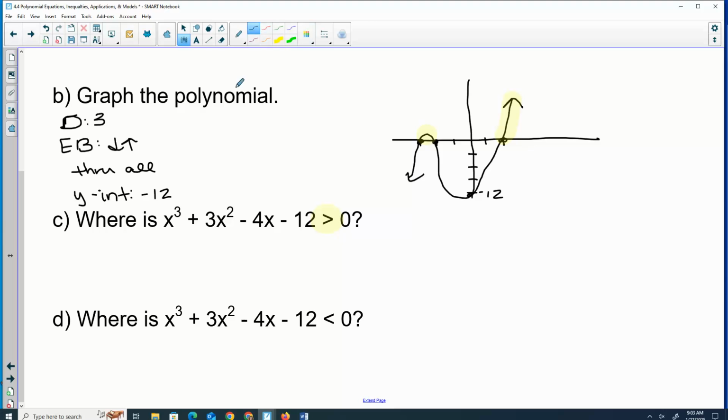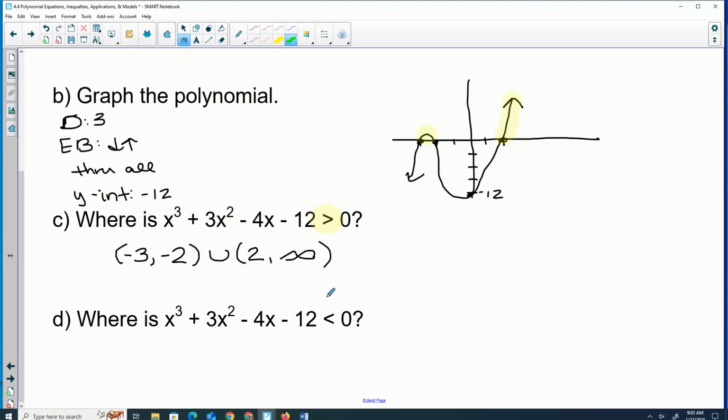You write that as intervals for the x's. It's not equal to, so we use parentheses. So this one is between -2 and 2, union, and this one is from 2 to infinity.